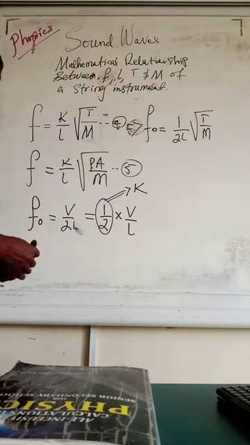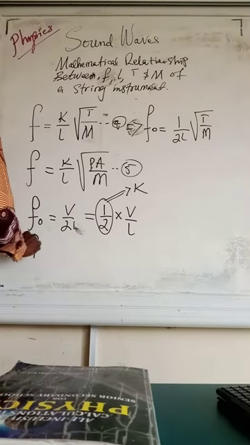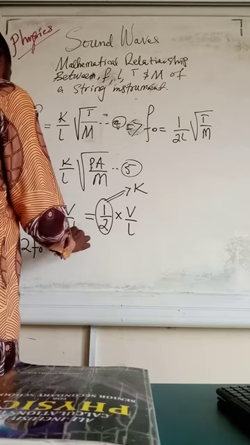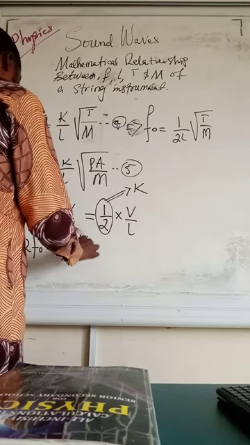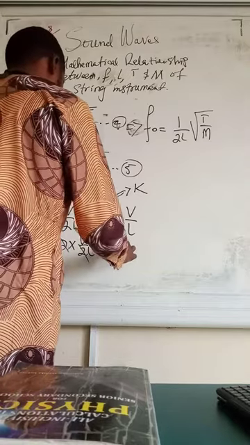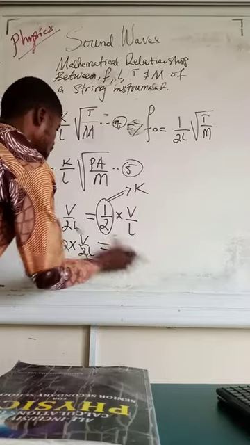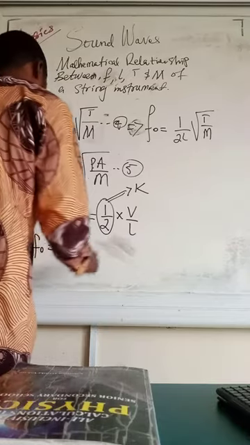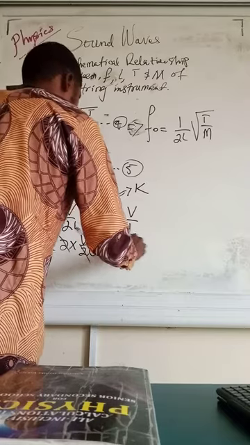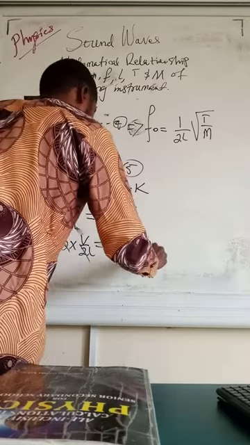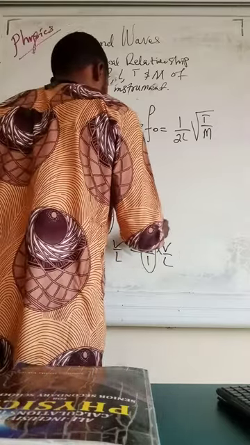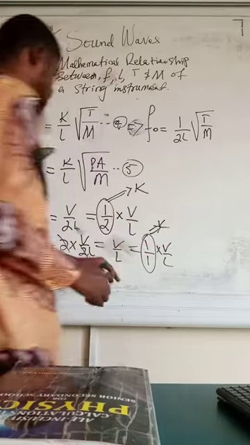That is that. So if we have 2F naught, what do we have? We have 2 times V over 2L. This will cancel this. What do you have? You have V all over L. And if you work this out, it's like 1 all over 1 times V all over L. So 1 all over 1 is the value for your K here.